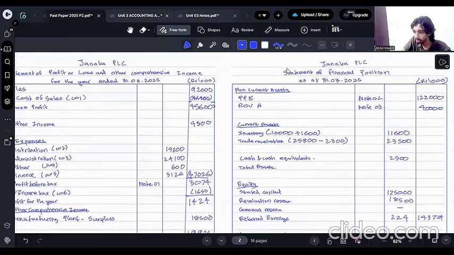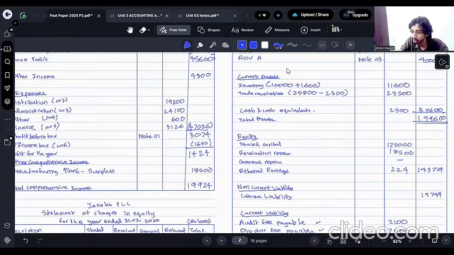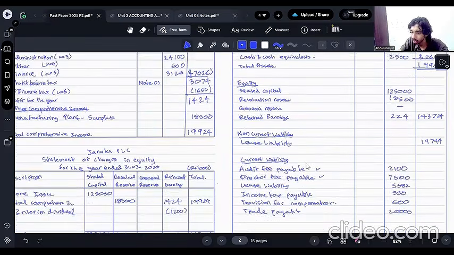Your total current assets will be 11,600 plus 23,500 plus 2,500. That is 37,600. Then your total assets will be 37,600 plus the non-current assets 122,000 plus 40,000, 199,600. So your equity is given, non-current liability given.